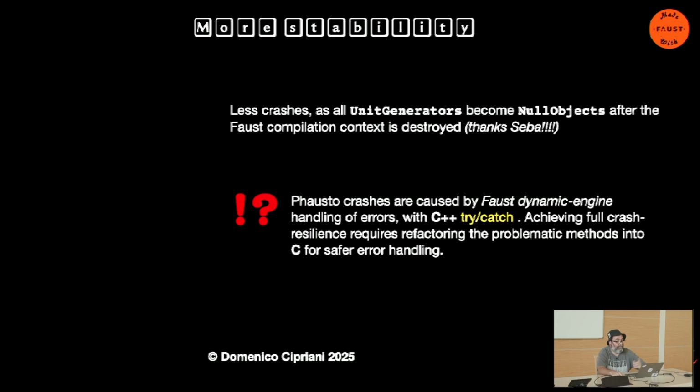We have more stability thanks to Seba. Now, when we create a DSP, all the unit generators become unit generator null objects. This is because in Phausto you create a DSP by connecting unit generators, and then you send a message to create the DSP. But in the underlying Faust architecture, it creates a context for the compilation, and then destroys the context, and it destroyed all the unit generators that you created. So when you tried to recreate a DSP with the same unit generators, the unit generators were null pointers, and Phausto was crashing, Pharo was crashing, and so it was a big problem.